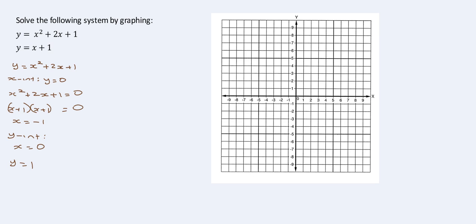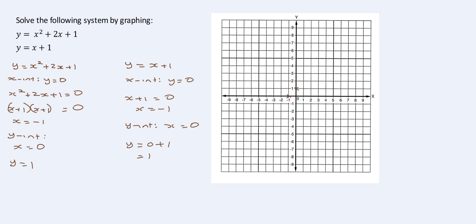Then the second equation, we have y equals x plus 1. So x-intercept, we have y equals 0. So x plus 1 equals 0, so x equals -1. And y-intercept, we have x equals 0, so y is 0 plus 1, which is equal to 1. So now let's start off with the quadratic equation. So we have x equals -1 right there, and y equals 1 right there. So we have a graph that looks something like this.